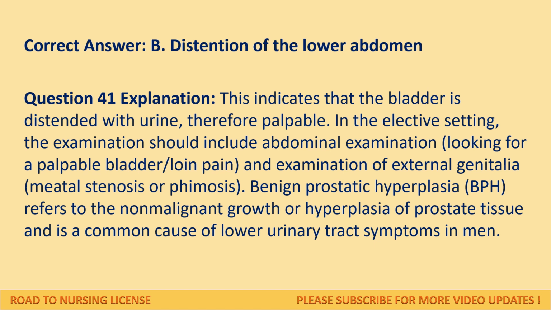Question 41 Explanation: This indicates that the bladder is distended with urine, therefore palpable. In the elective setting, the examination should include abdominal examination, looking for a palpable bladder, flank pain, and examination of external genitalia, meatal stenosis or phimosis. Benign prostatic hyperplasia, BPH, refers to the non-malignant growth or hyperplasia of prostate tissue and is a common cause of lower urinary tract symptoms in men.